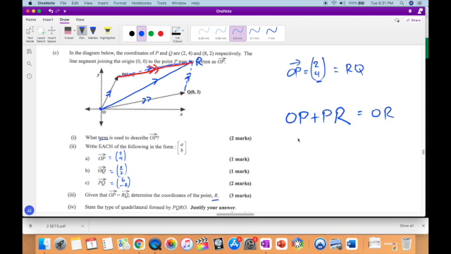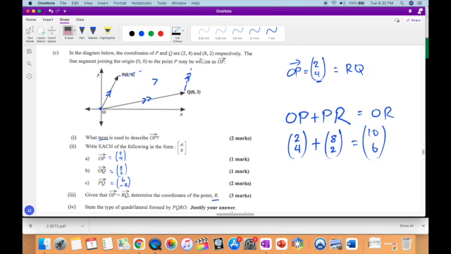So OP being 2, 4 plus PR. PR is the same as OQ, so that is 8, 2. And that here gives us 10, 6, which is the same thing that we got before. So Scotia, how do you feel about this one? This is the parallelogram law. Okay.